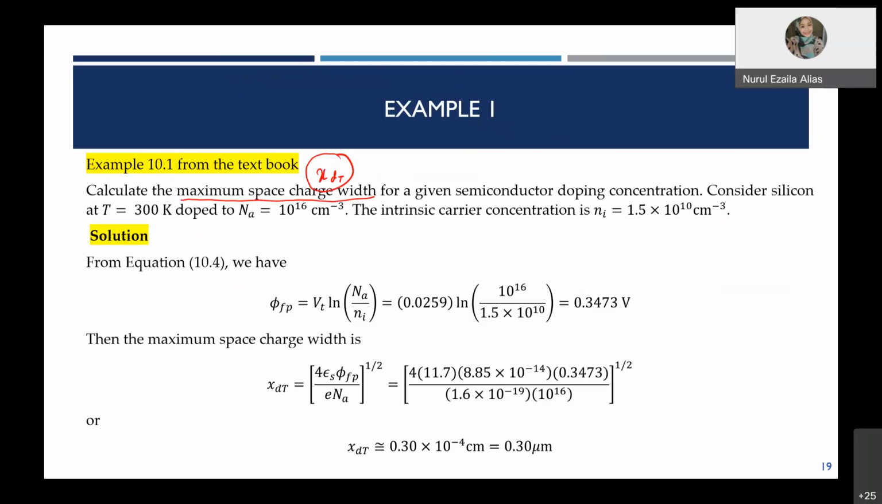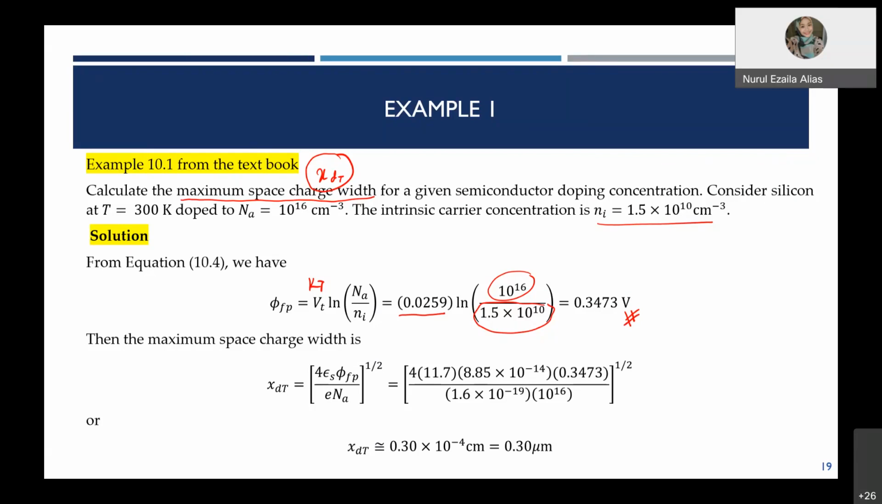For a given doping concentration, consider silicon at T equal to 300 Kelvin, doped with Na equal to 10 to the power of 16, and the intrinsic carrier concentration 1.5 times 10 to the power of 10. So this is quite straightforward. You have to find the phi fp. Vt is actually equal to kT over q, 0.0259. Na given is 10 to the power of 16, and ni is also given. If it is not given, then you have to find it in the appendix. All the values during the test later will be given in the appendix. In the test, it is not as straightforward as this, with all the values given in the question. No, you have to find them yourself in the appendix. So phi fp is equal to 0.3473 volt.